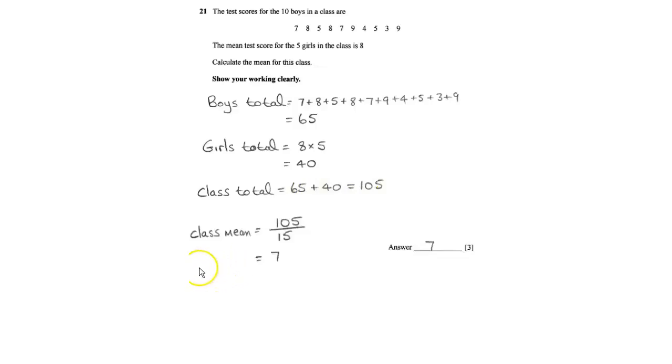And to get the class mean, we take 105, which is the total, divided by how many there are. So there's 15 in the class, there's 10 boys and 5 girls. So when you divide those two, we should get 7. So the class mean would be 7.